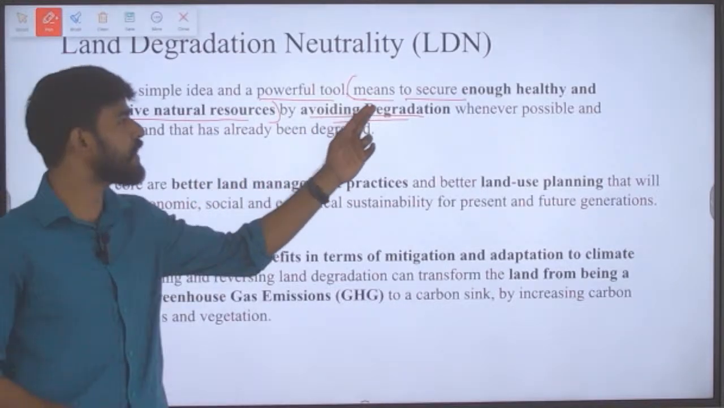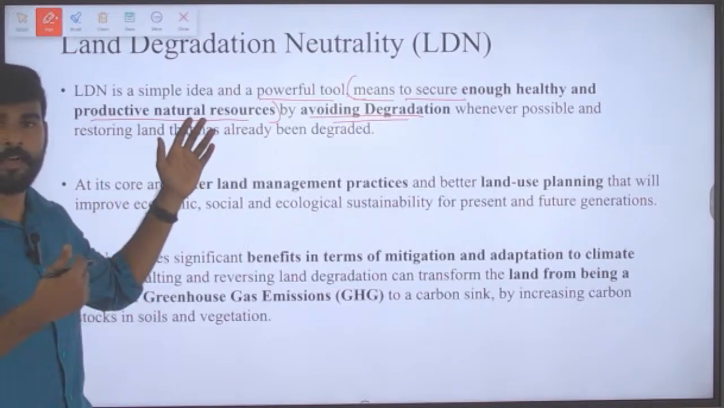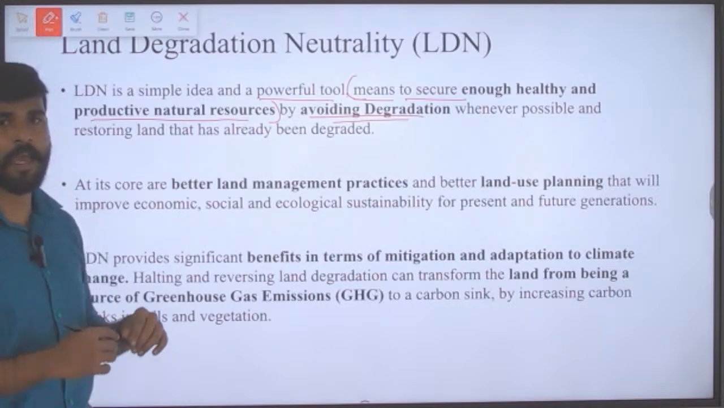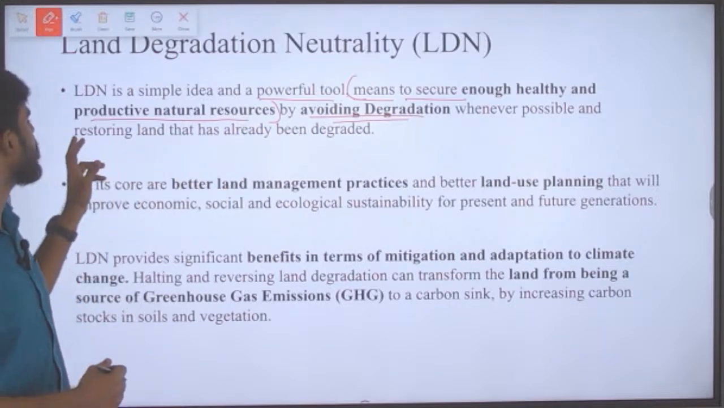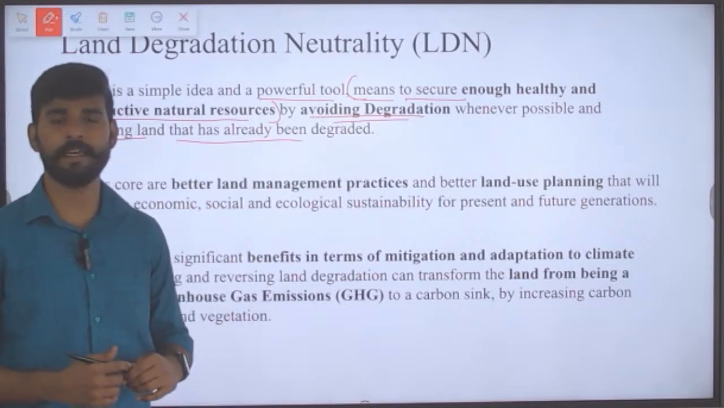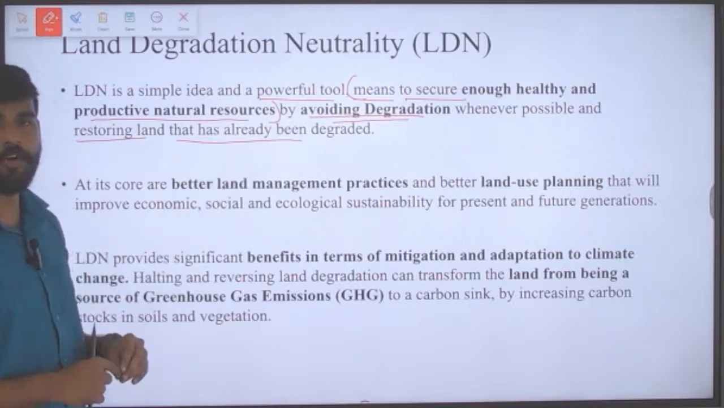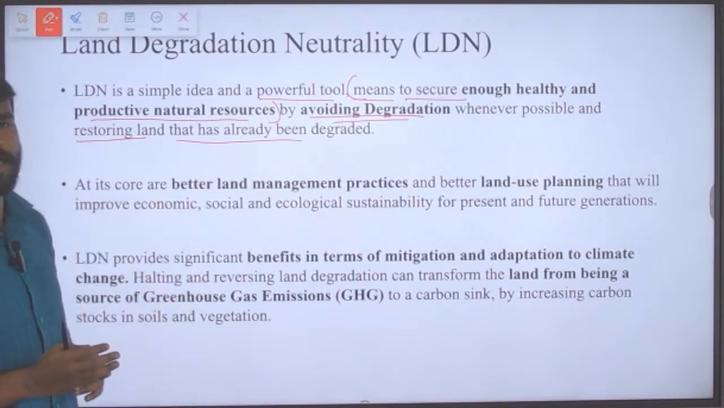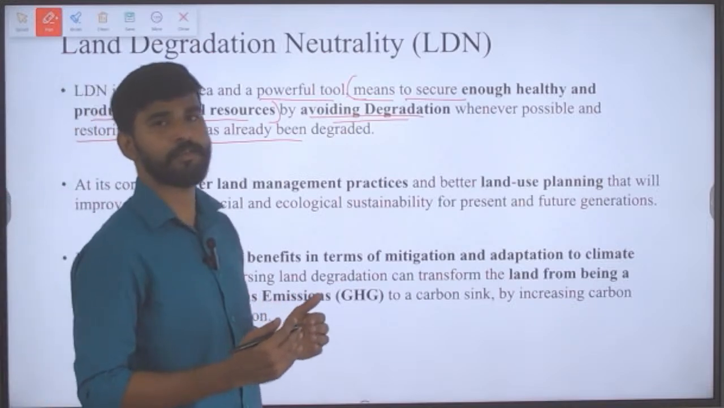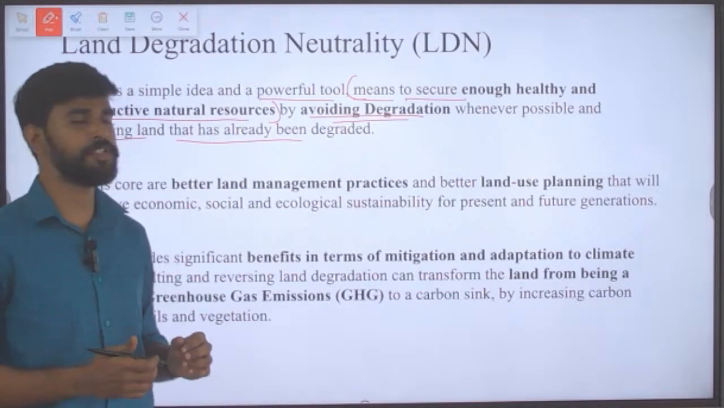So we need to secure enough healthy and productive natural resources. Why are we doing this? To avoid land degradation, whenever possible, and restoring land that has already been degraded. So we need to restore land and we have to secure healthy and productive natural resources. Restoration and protection, both together, will contribute to land degradation neutrality.